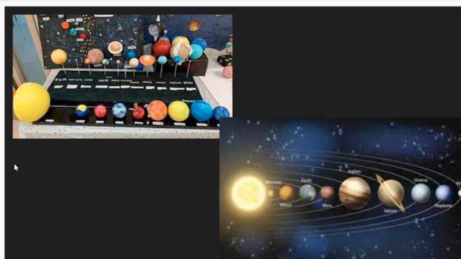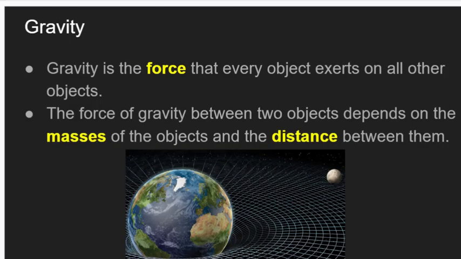But before we do that, let's talk a little bit about gravity, because we have to understand the force of gravity in order to understand how our solar system works. Gravity is just a force. A force is a push or a pull, but gravity is a natural force that every object exerts on all other objects. Every object exerts gravity on all other objects.